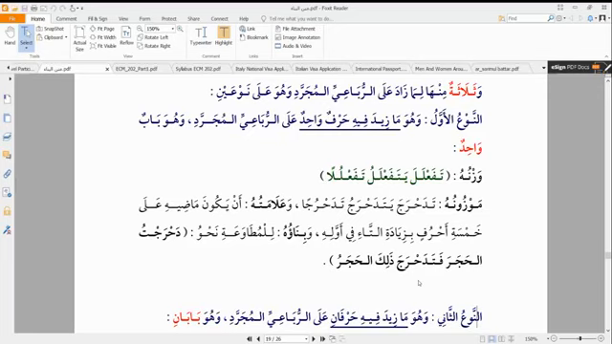So dahroja means he rolled something, which is transitive. However, tadahroja means that what he rolled rolled itself. We are giving an example: Dahrojtul hajaro fatadahroja dhalika al-hajar. I rolled the stone, then that stone rolled itself. So that is how the tafa'alala shape can work as a mutawwa'a.